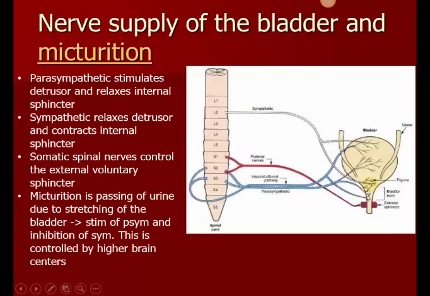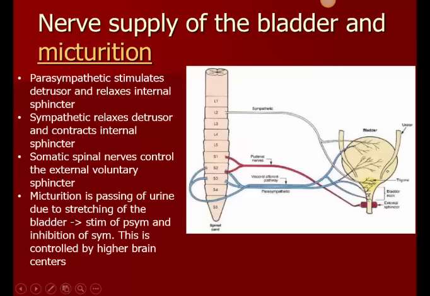Now we have another sphincter, which is the external voluntary sphincter, which surrounds the lower part of the urethra. That is voluntary, so even though the internal sphincter relaxes and you want to pass urine, you have the ability to control your urine to some extent. If the time and place is not proper, then your brain centers will depress the urge to micturate, and you can hold your urine.